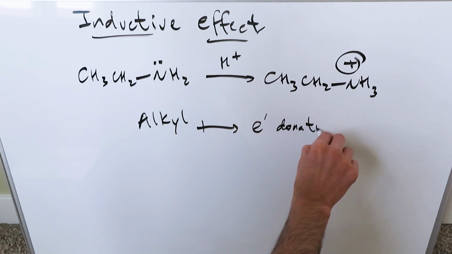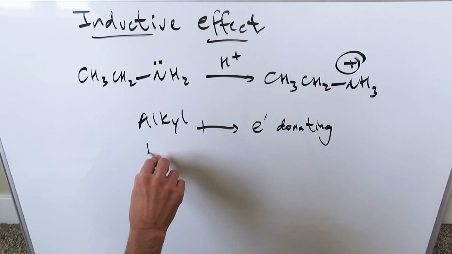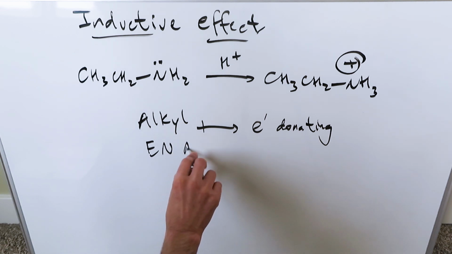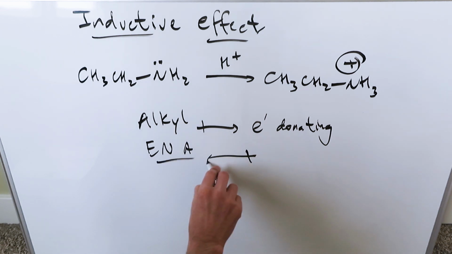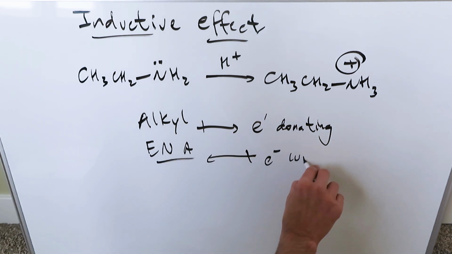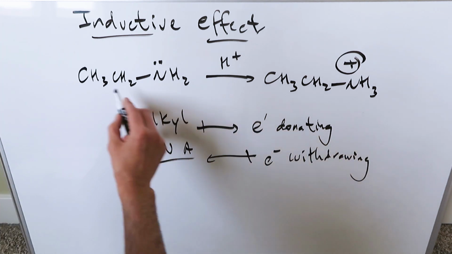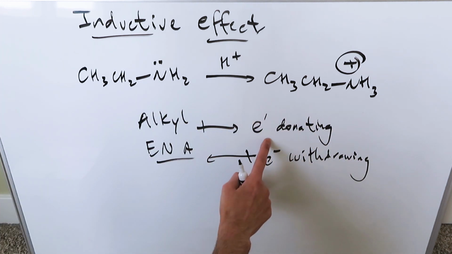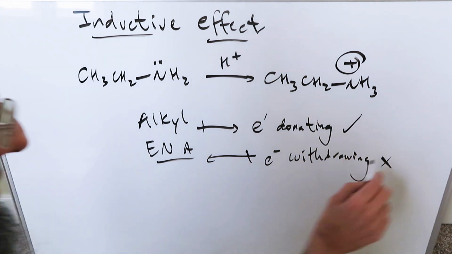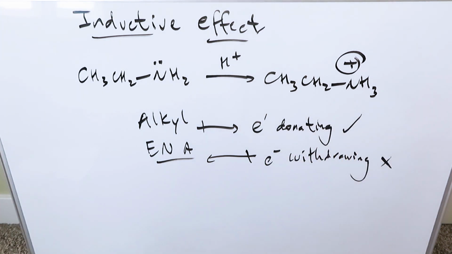That's what they are, electron donating groups. Electronegative atoms, which I'll write as electronegative atoms, pull charge away and are electron withdrawing. Electron withdrawing atoms are bad when you are dealing with these types of bases, but electron donating groups are good. You want to see that, you don't want to see electronegative atoms.